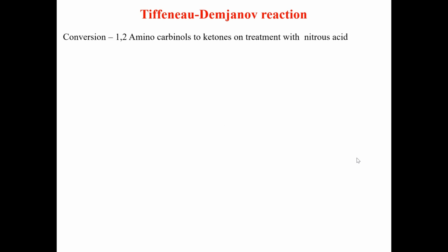Here, instead of vicinal diols, we have taken 1,2-amino alcohols. Here, vicinal amino alcohols are taken. When treated with nitrous acid, it gets converted into a rearranged ketone. This is also used for synthesizing ring-expanded cyclic ketones.